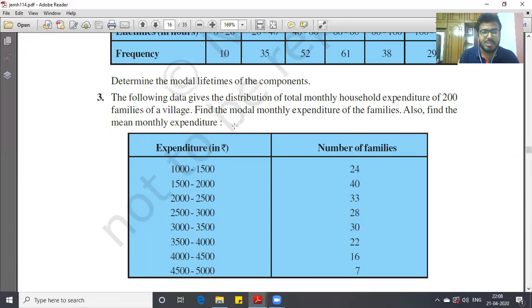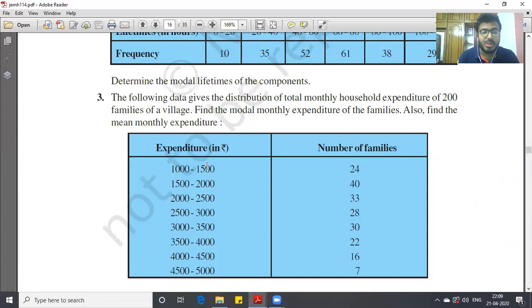Look, it is said here that among the 200 families, there is some expenditure. All houses will not have the same expenditure. Okay, now for a poor family, the expenses will be less. Now for Ambani, it will be what? Very high. So there is a difference in expenditure, that is what they mean. Okay, in simple words, 1000 to 1500 in a month, 24 families are residing.